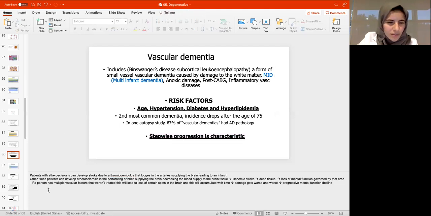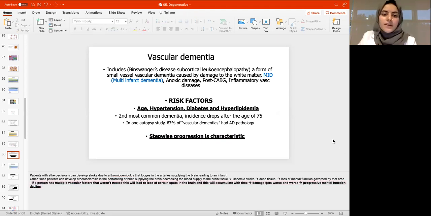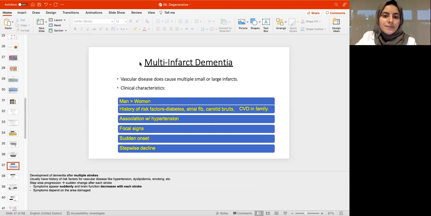If a person has multiple vascular factors that weren't treated, this will lead to loss of certain spots in the brain that will accumulate with time. So the damage gets worse and worse, with progressive mental function decline. That's basically what I said. Okay, so these are the risk factors. They can cause small infarcts or large infarcts.